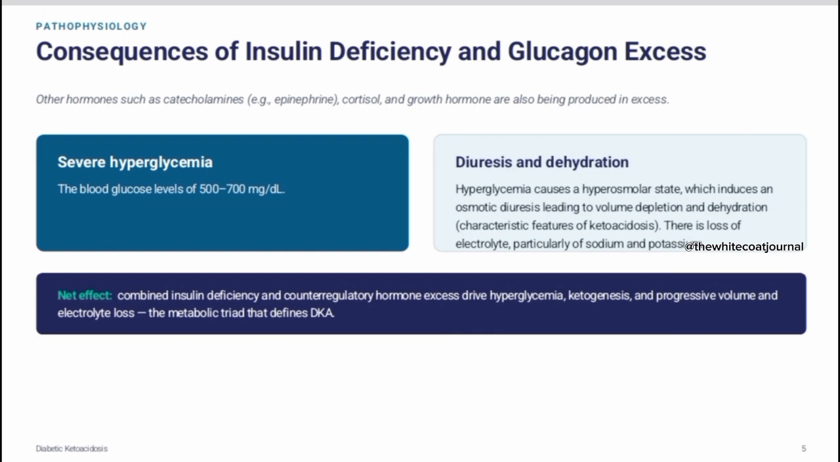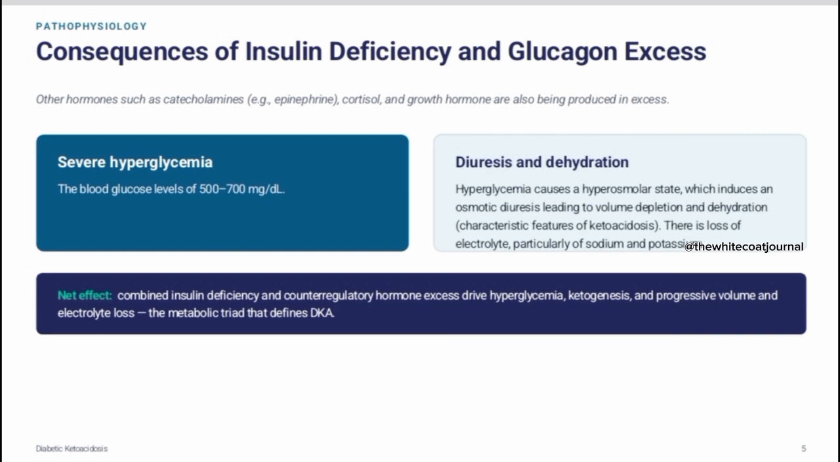So why does this hyperglycemia cause dehydration? Now we have to come to the next important step. When blood glucose becomes very high, the kidneys cannot reabsorb all the glucose. So glucose starts appearing in the urine. This is called glycosuria. Glucose in renal tubules pulls water along with it. This is called osmotic diuresis.